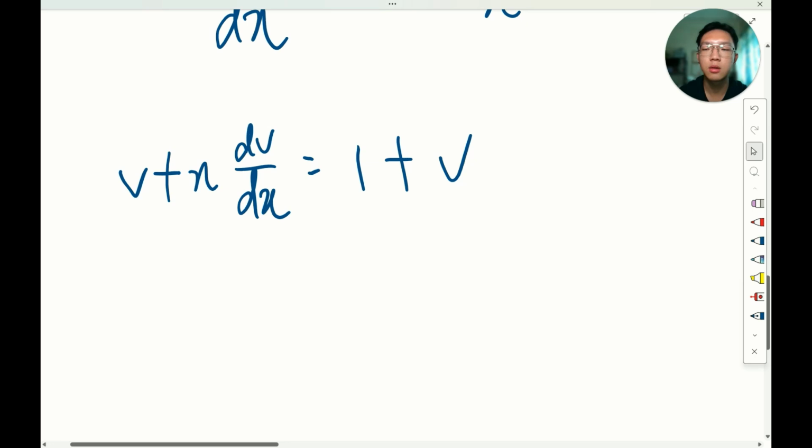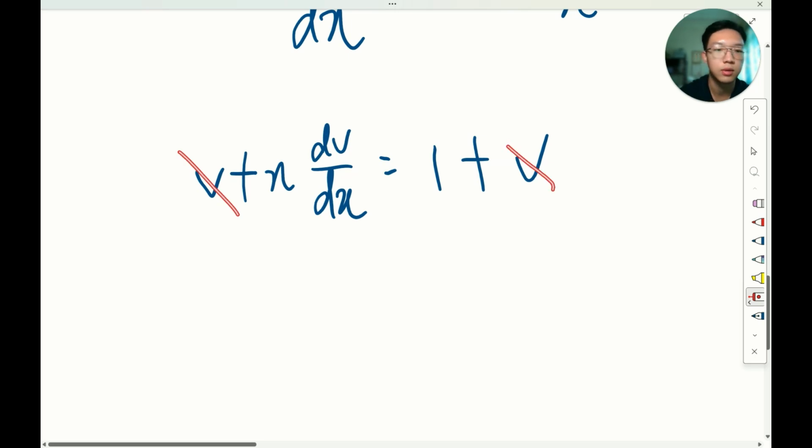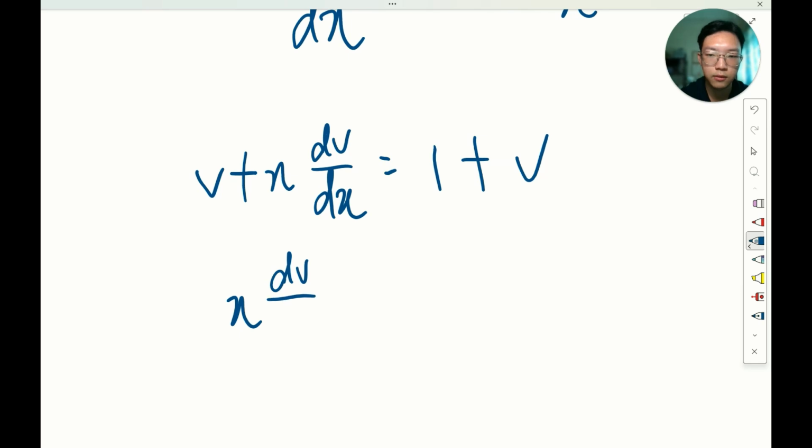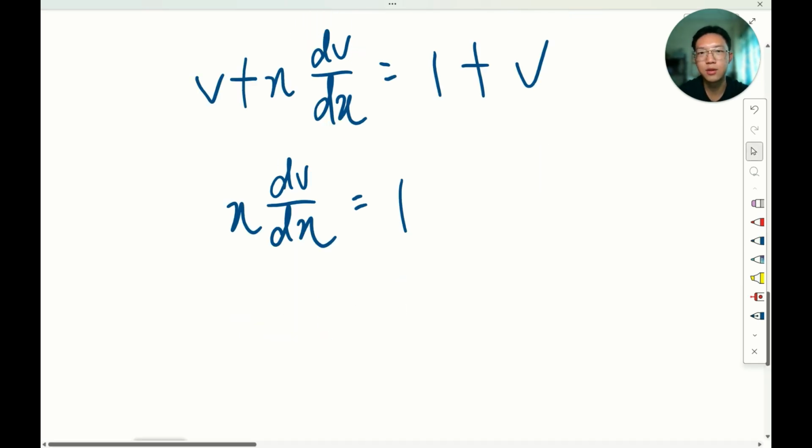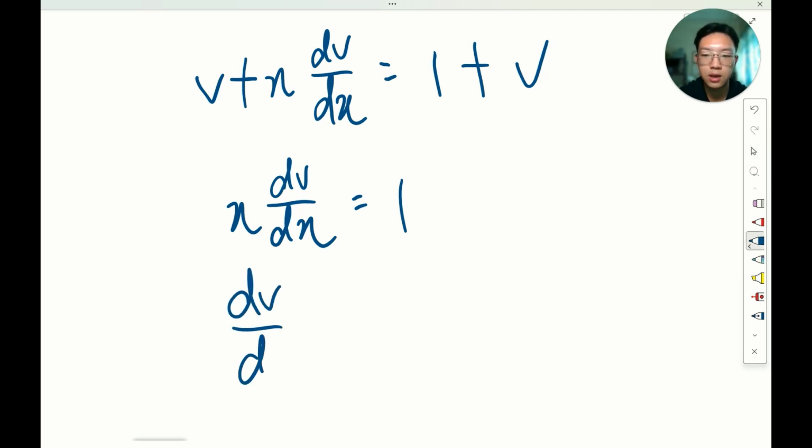Firstly, there are v's on both sides of the equation, so we can quite much remove those two. The v's will cancel off over here and over here, which leaves us with x dv/dx equals 1. Yes, this looks quite familiar to the variable separable questions we did in the previous video. As such, we will be bringing over the x to the right hand side, leaving us with dv/dx equals 1 over x.